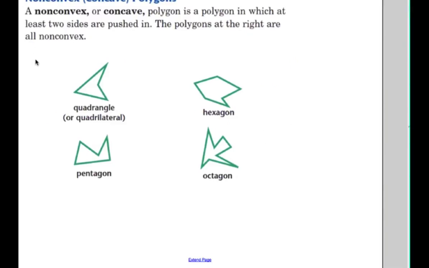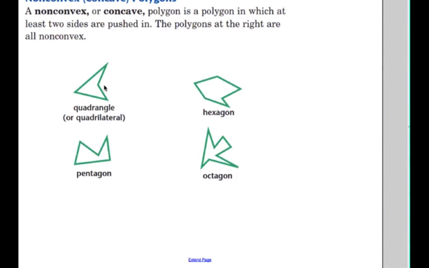A non-convex, or often called concave polygon, is a polygon in which at least two sides are pushed in. The polygons at the right are all non-convex. When I was younger, we called these concave polygons, and when I thought of caving in, that helped me remember that these kinds of polygons have a side that caves in. So if that helps you remember, hopefully that will be helpful to you.